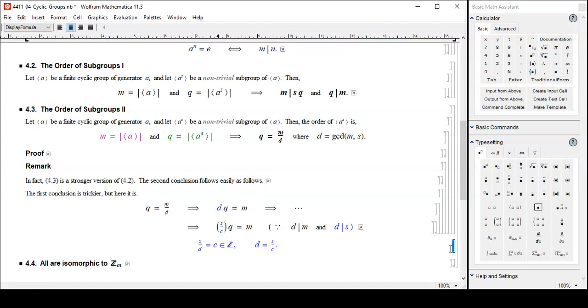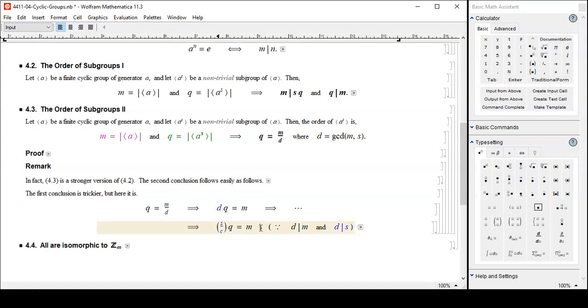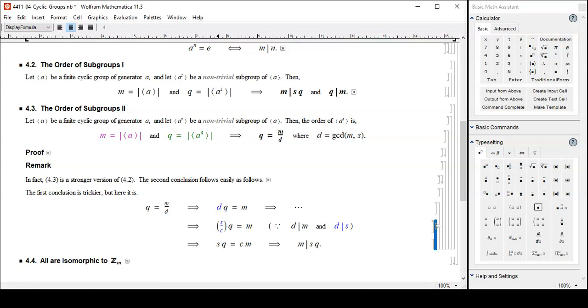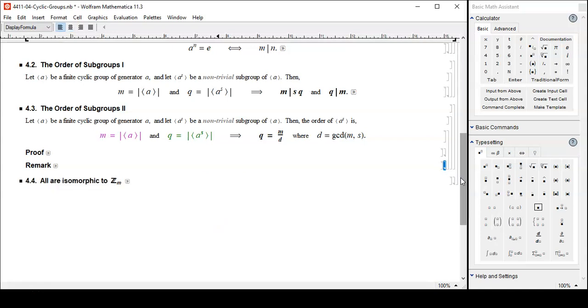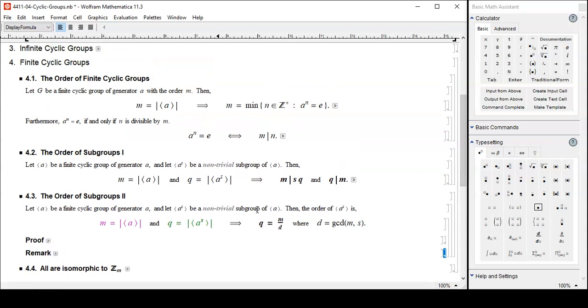And that's an integer. And that's right here in place of D. So that was a bit tricky observation, but what follows next is rather obvious. Now that we have this, flip the denominator to the other side, then we get SQ is equal to CM. So we got M times a certain integer is SQ, therefore M divides SQ. Conclusion: the conclusion of 4.2 comes from the conclusion of 4.3. So this is a stronger version of 4.2.